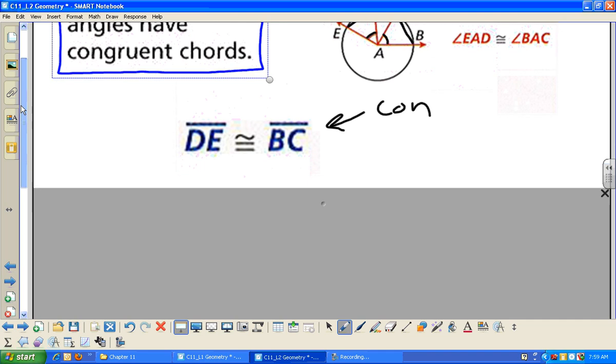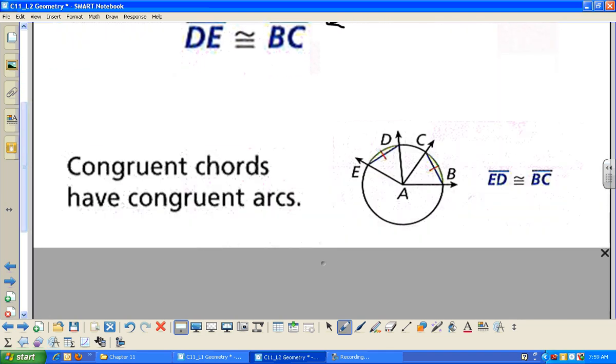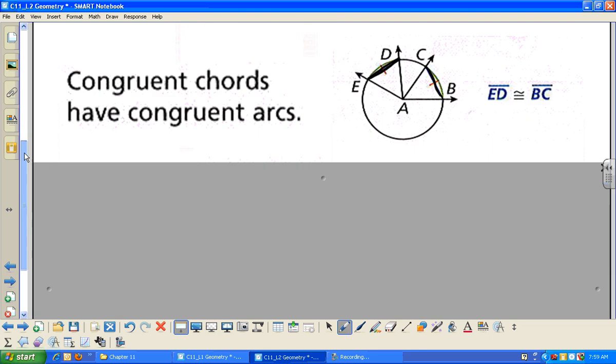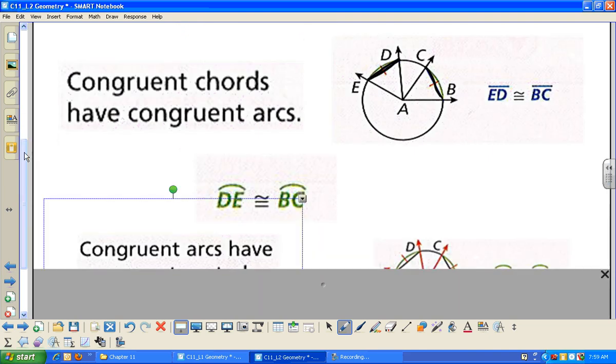My second theorem is: if I have congruent chords, then I have congruent arcs. So the theorem is congruent chords have congruent arcs. In this picture, if length DE is congruent to length CB, those line segments, then my conclusion is that arc DE is congruent to arc BC. So my two arcs will also be congruent.